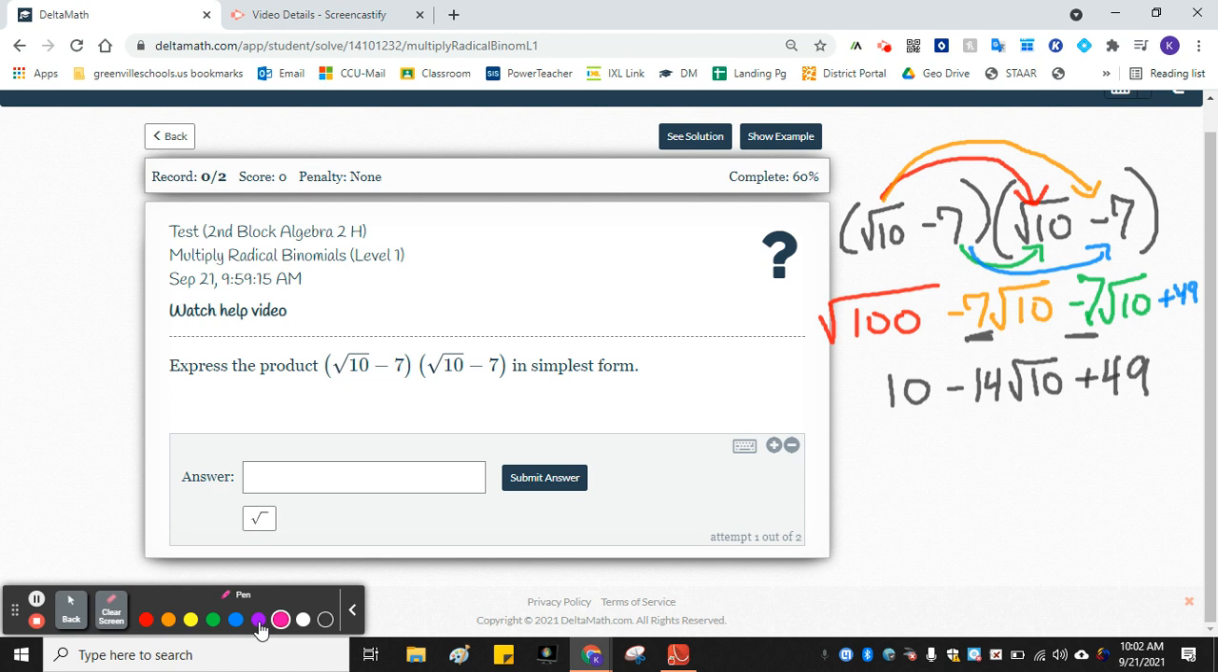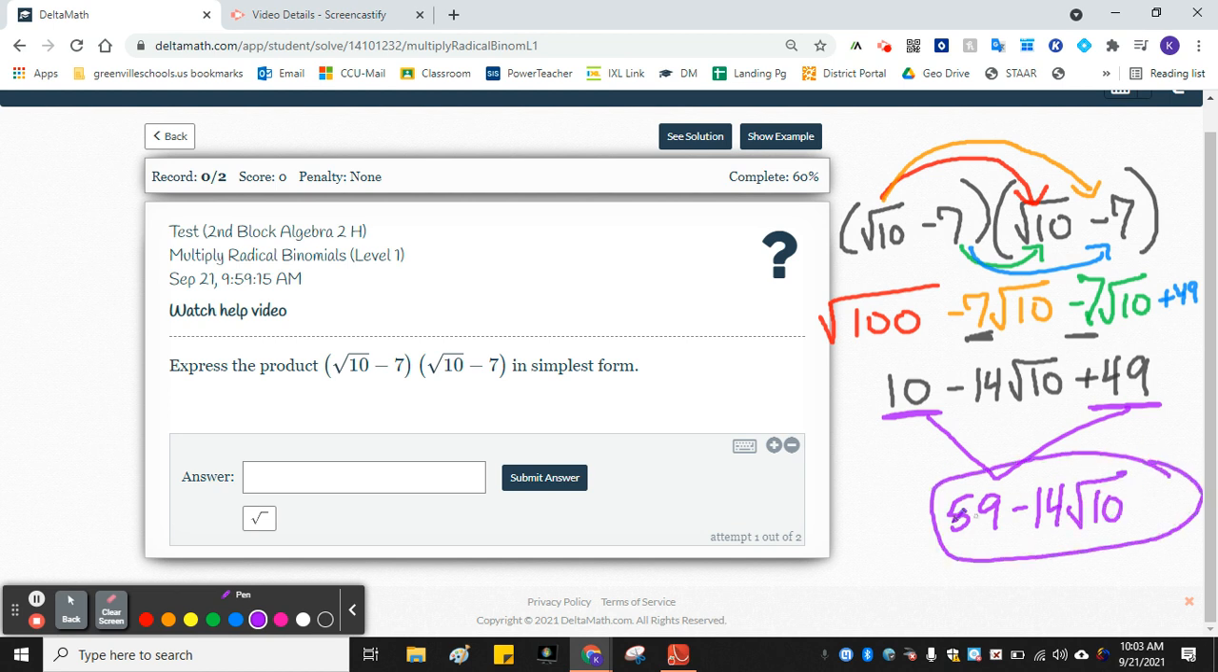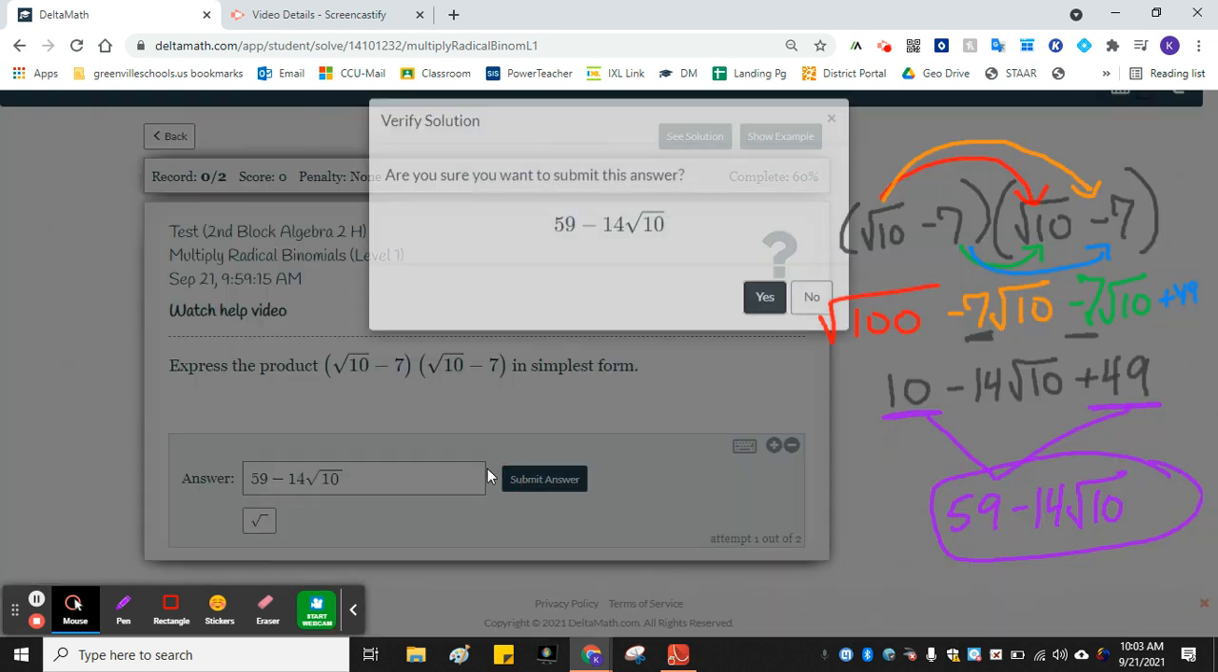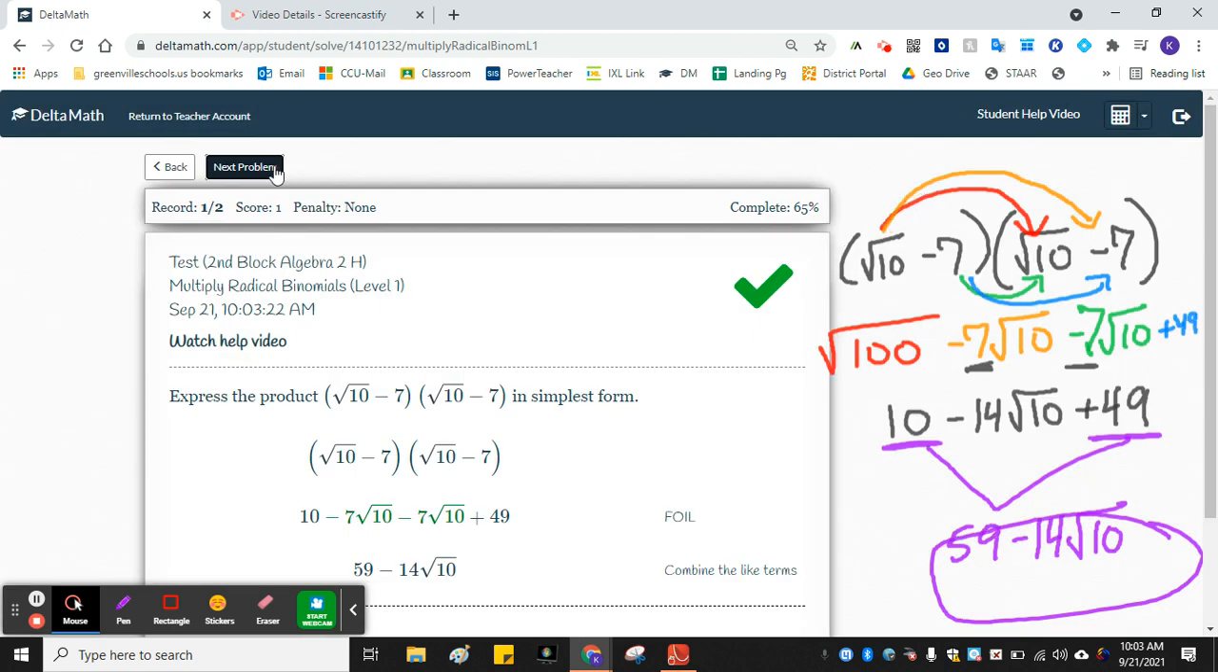Now this simplifying is where people mess up because they try to do 10 minus 14 and you can't because this isn't 14, this is 14 square root of 10. So combining like terms, you can only add the ones without radicals together and the ones with radicals together to get 59 minus 14 square root of 10. And again, you can't subtract 14 from 59 because this isn't 14, it's 14 square root of 10. All right, next problem.